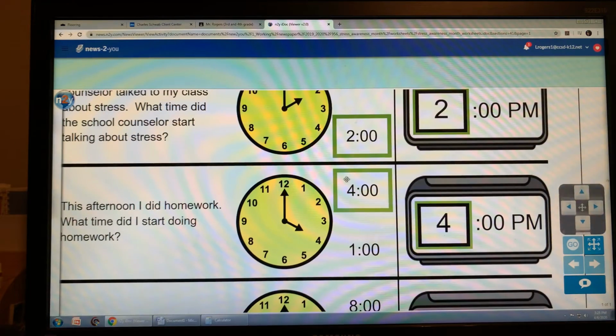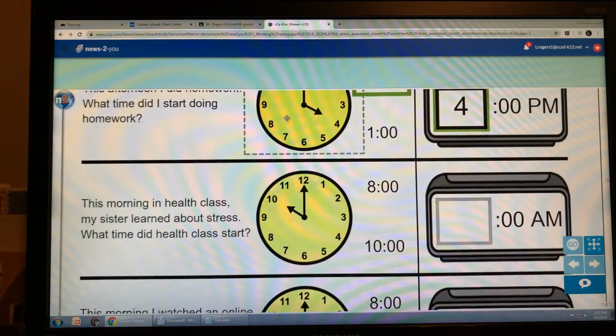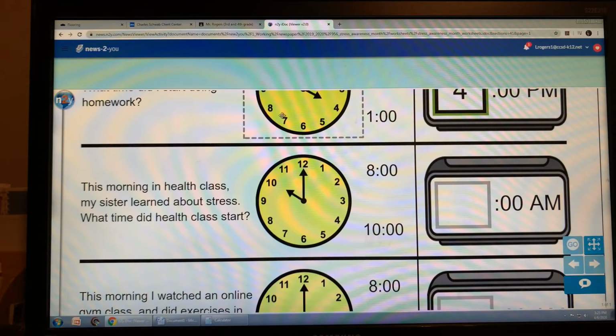Here we go. 4 o'clock and 4 o'clock. PM means that it's the afternoon. So that is 4 o'clock in the afternoon. Good job. Okay, let's move on to our next one.